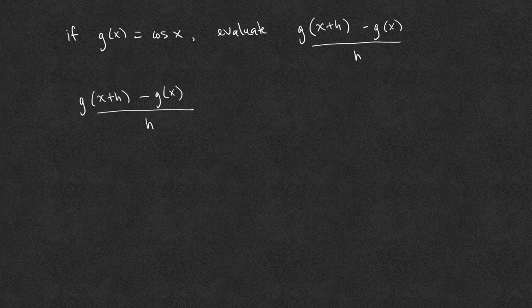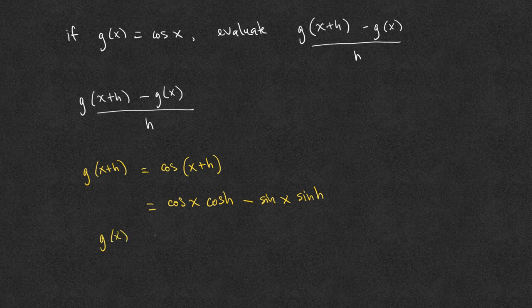The first term is g of x plus h, which is cosine of x plus h. But if we use the sum formula for cosine, this is cosine of x times cosine of h minus sine of x times sine of h. We now plug this into the numerator, knowing that g of x is also cosine of x. So both terms in the numerator are now evaluated.